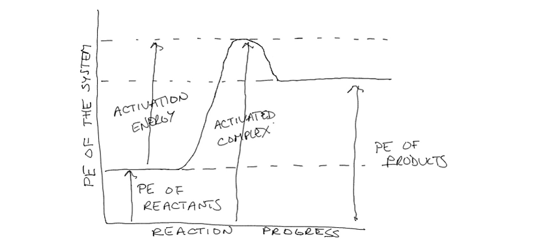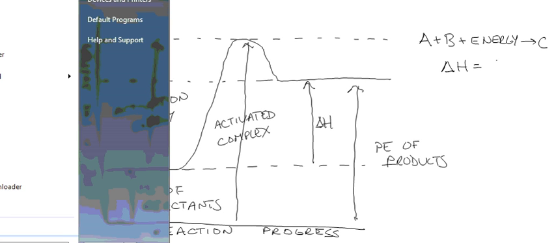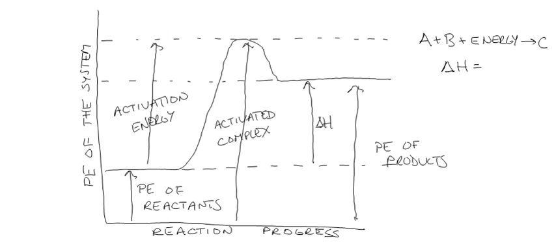And the only thing we haven't done is the difference between the potential energy of the products and the potential energy of the reactants, which is known as delta H. This reaction is written as A plus B plus energy will make C, or delta H is positive.